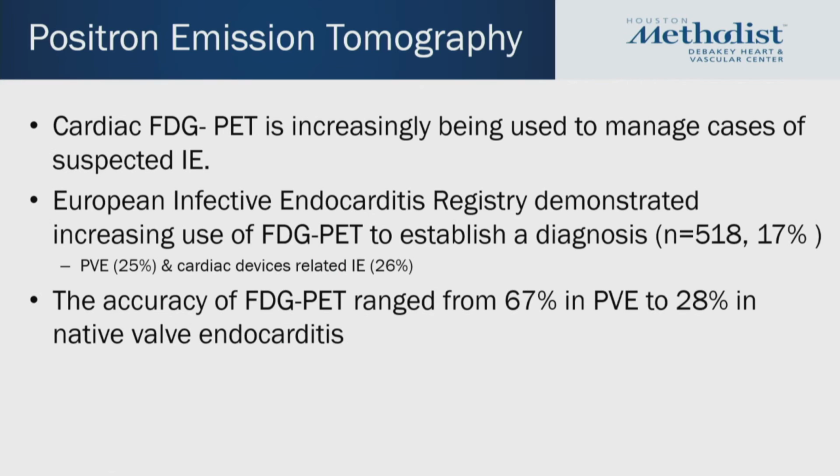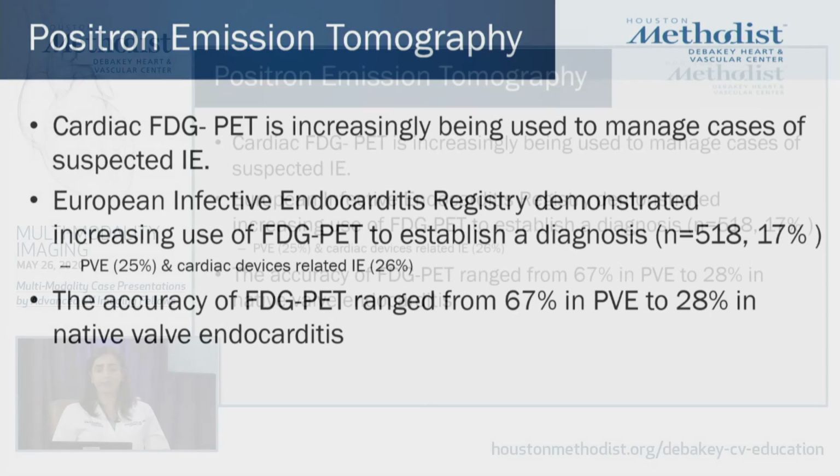And moving on to PET, or positron emission tomography, that we used in this case, it's on the rise and has been very useful in cases of suspected endocarditis. And the largest registry is the European Infective Endocarditis Registry, which demonstrated that this modality's use is on the rise, about 17% for the total cohort of their patients. And that in prosthetic valve endocarditis, it's being used as an adjunct in 25% of cases, and so for device-related endocarditis.